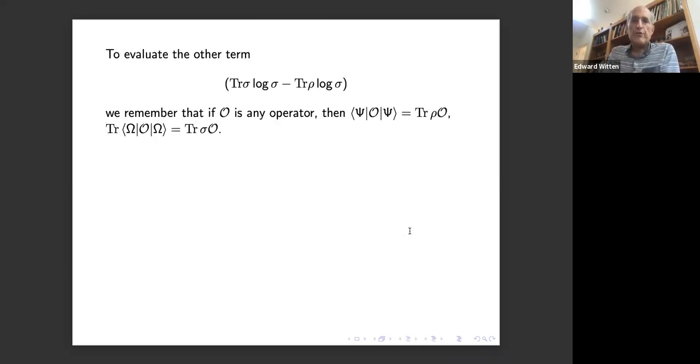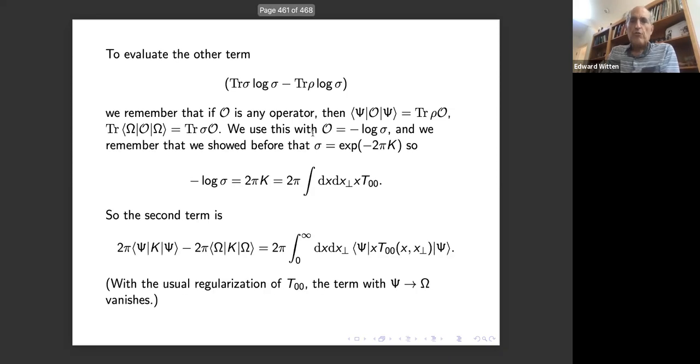To evaluate the other term, we remember that if O is any operator, its expectation value in the state psi is the trace of rho times O, and its expectation value in the ground state is the trace of sigma times O. We use that with O equals minus log sigma, and we remember that we showed before that sigma equals the exponential of minus 2 pi K. So minus log sigma is 2 pi K, which is 2 pi times this integral of x times T00. So the second term is the matrix element of 2 pi K in the state psi minus the same thing in the state omega.